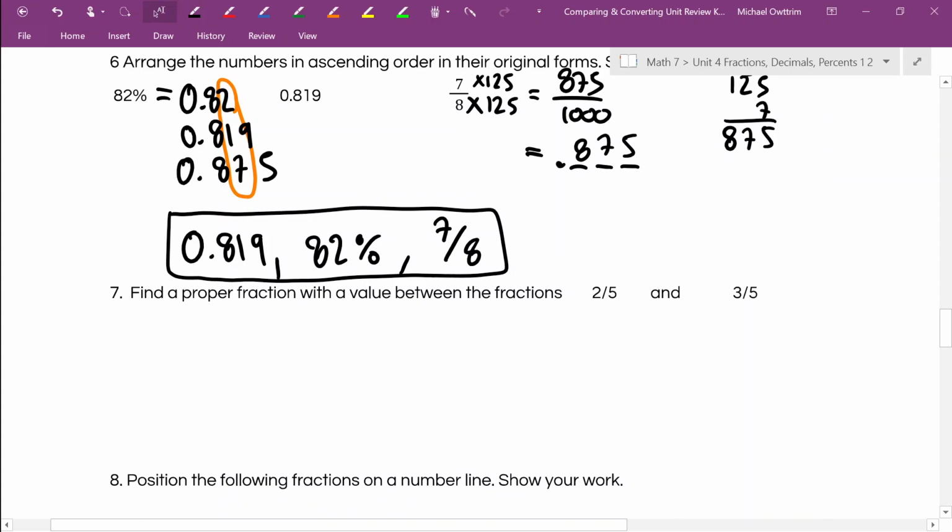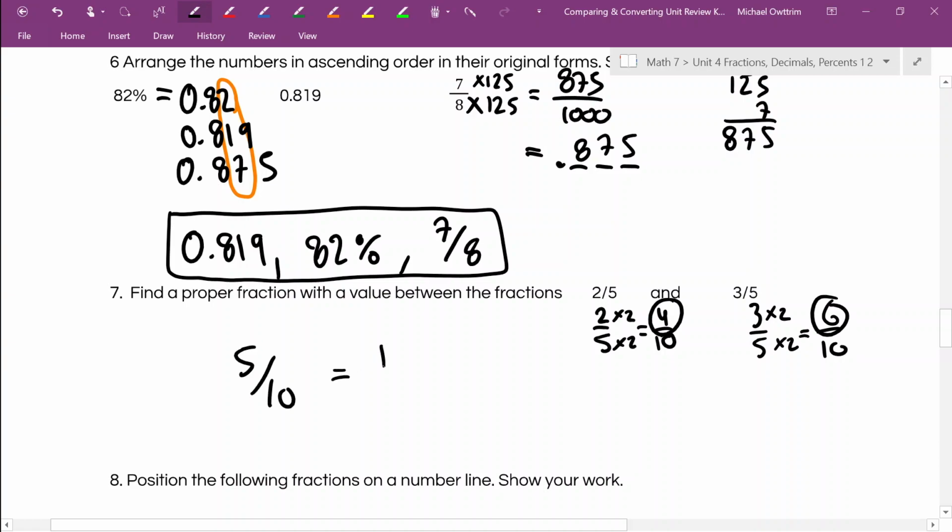Find a proper fraction with a value between these two fractions. Well, the easiest way to do that is just make the bottoms of the fractions bigger. So 2/5, if I multiply by 2, for example, is 4/10. 3/5, if I multiply by 2, is 6/10. So what fits between 4 and 6? Well, it would be 5. So 5/10, which is 1/2 simplified, fits between those two.